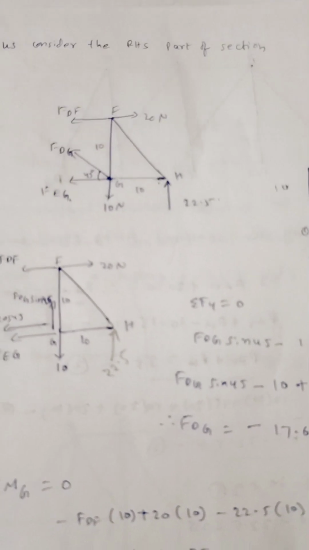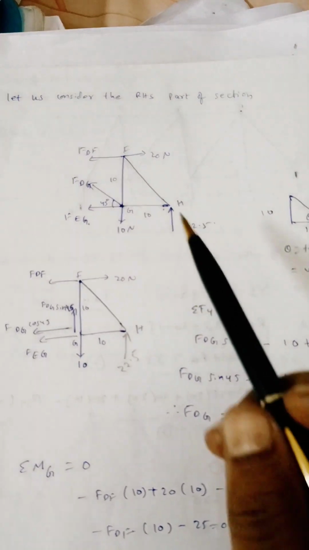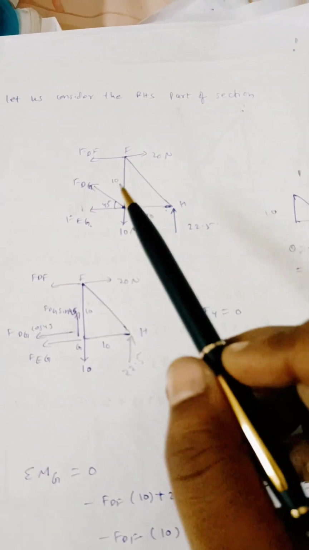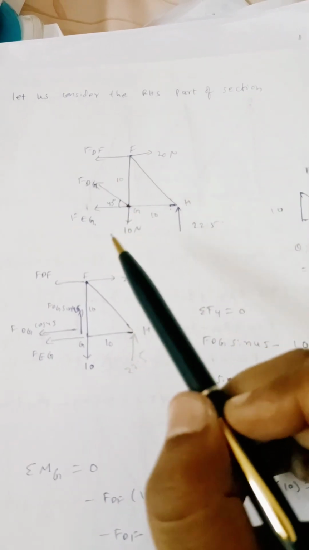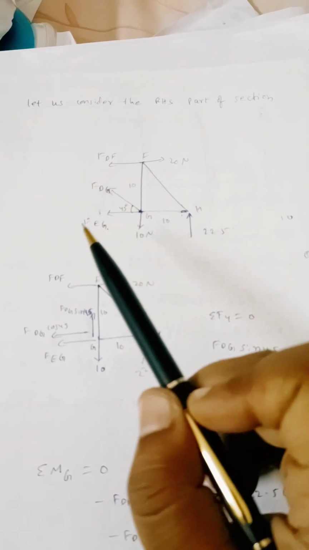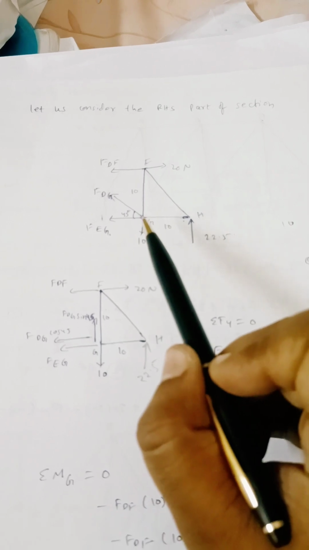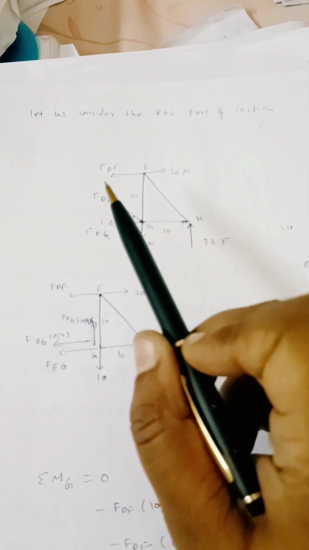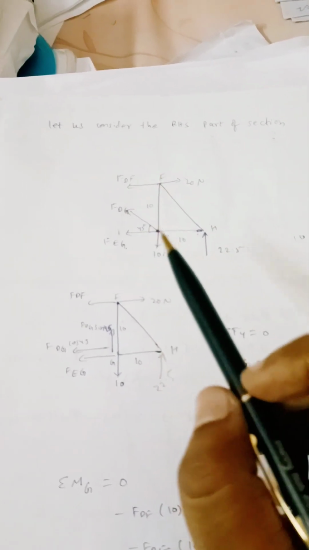Yeah, let us consider the right side portion of the section. This is the right side portion. Here you have FDF, FDG and FEG forces in these members. See, I am taking them away from the joint.